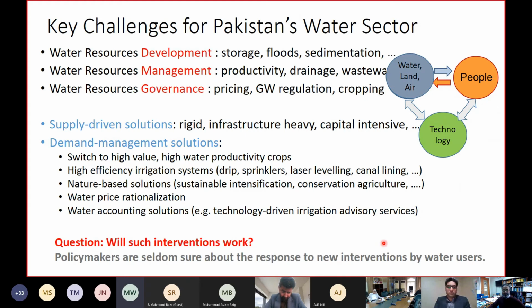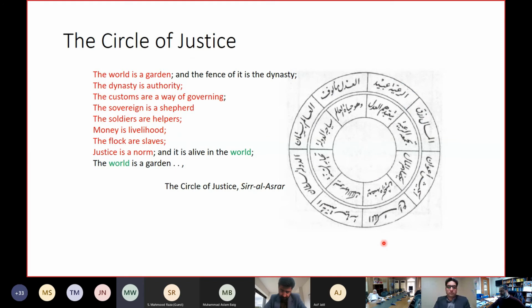And I will close off with this final slide, which is a piece of wisdom that I really like. This is taken from a very old manuscript, the Circle of Justice. So I'll just read it. The world is a garden, and the fence of it is the dynasty. This is a training manual for kings of ancient times. The dynasty is authority. The customs are a way of governing. The sovereign is a shepherd. The soldiers are the helpers. Money is livelihood. The flock are slaves. Justice is a norm, and it is alive in the world, and the world is a garden.